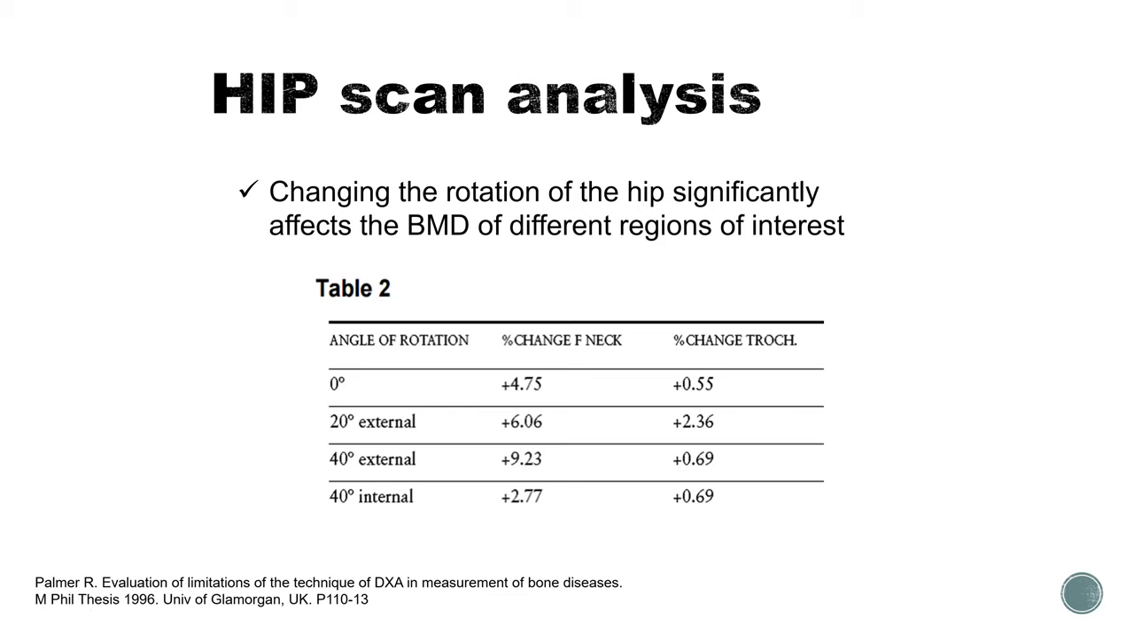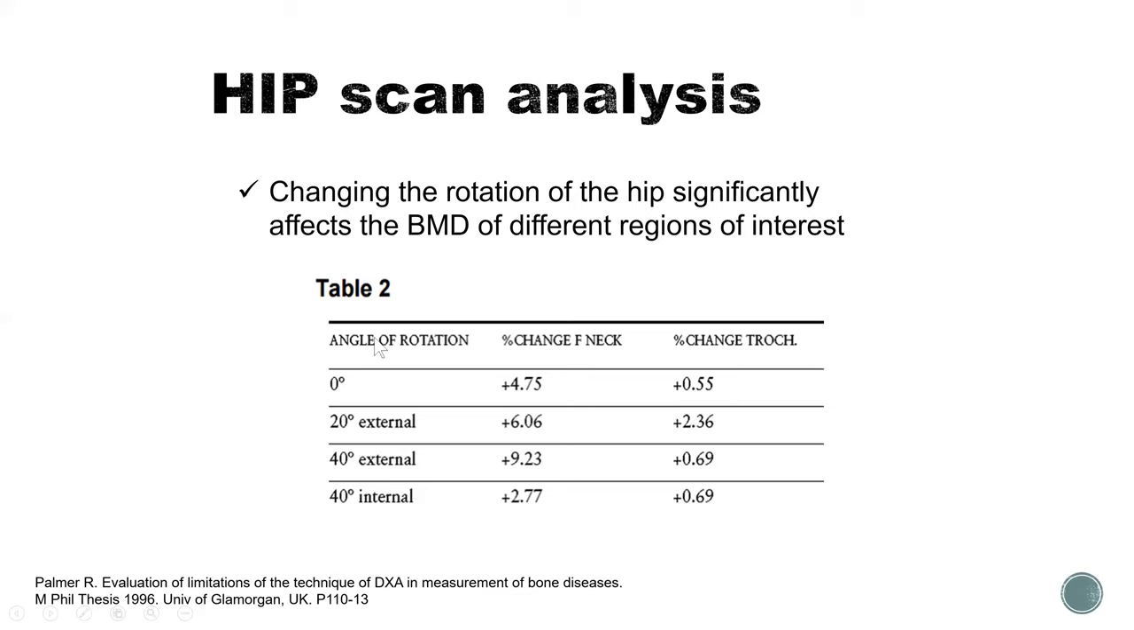Now, the importance of this is that when you externally rotate, the bone density of your hip does change. This is only one particular study. Depending on the angle of rotation compared to the 20 to 25 degrees internal rotation that you should be at, if you're not within the correct rotation, you could change the bone density readings by sometimes quite a lot, even up to 9%. You can also change the trochanteric reading; it may not seem so affected, but it will not be accurate.